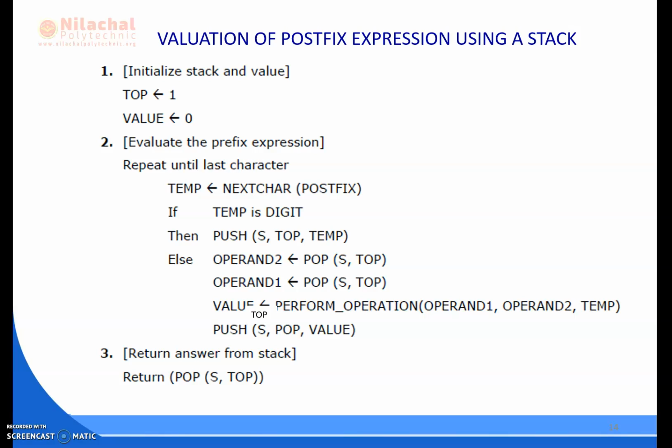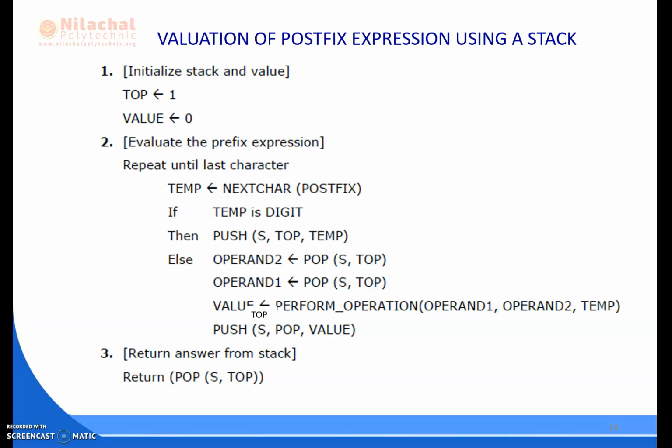So here is the condition: if temp is a digit, that means if temp is an operand, then what do we need to do? Then we need to push temp to the top. Here the push operation is done in the stack S at the top position, and the data element that is pushed is temp, right?